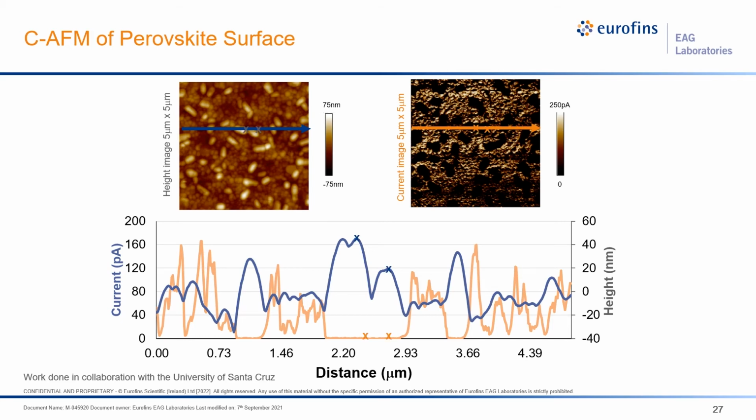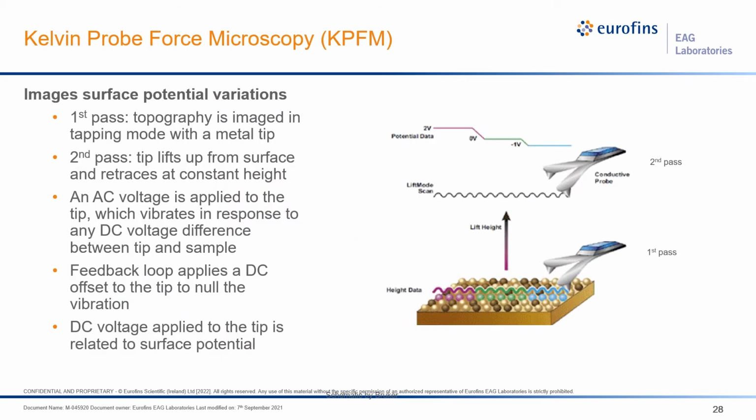The last electrical mode that I'll cover today is called Kelvin probe force microscopy and is also known as surface potential microscopy. This technique provides images of surface potential variations across an area as well as the typical AFM height image. KPFM works in what is known as lift mode.